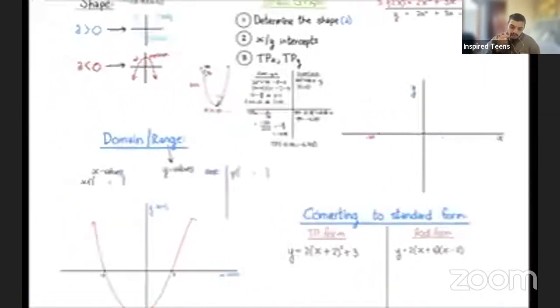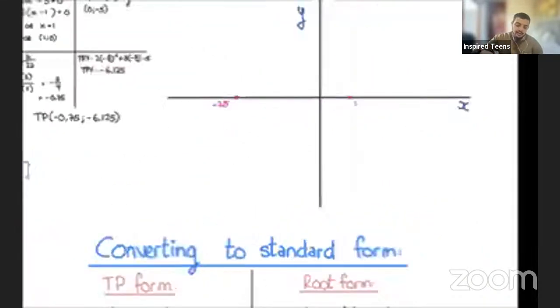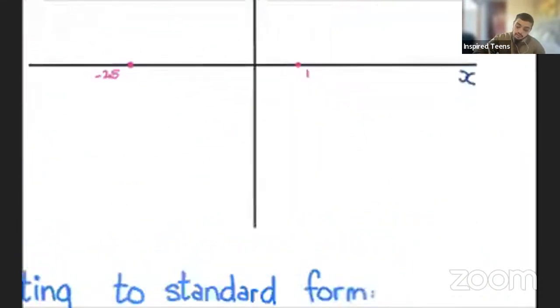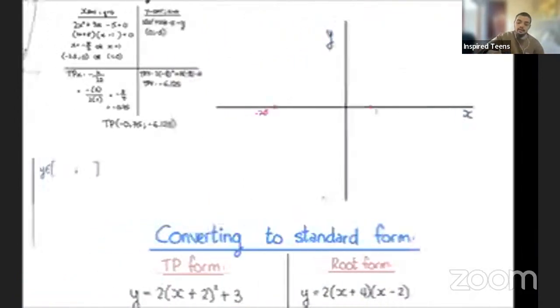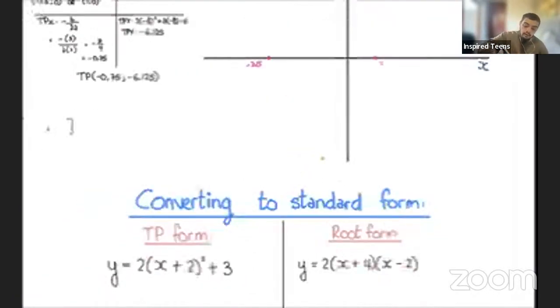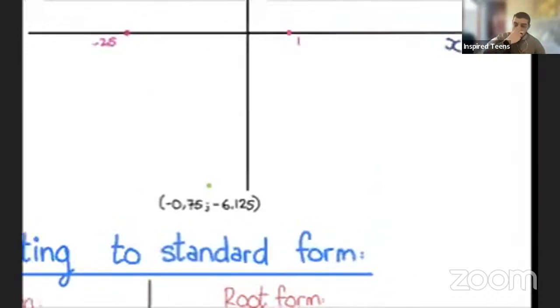Then we have the turning point, which is negative 0,75 and negative 6,125. So let's put that all the way down here. Let's try and get the middle of this. It's not perfect, not accurate, but I don't care. Let's just copy this in here. This is the turning point's coordinates. It's those two. And anything else? Not really. Now we can just draw it in.